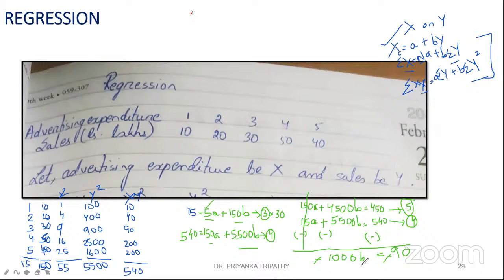Okay. Now what will be the B value? 9 divided by 100. So B value will be 0.09. Now can you find out A value? Just substitute this value in any of the equations. You can substitute it in this equation, only this one, because it will be small. Substitute it, please.